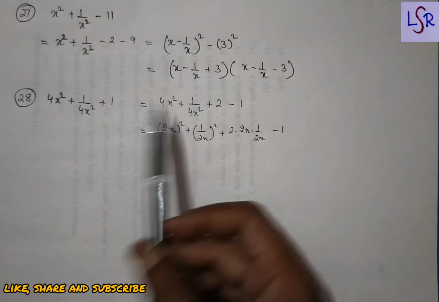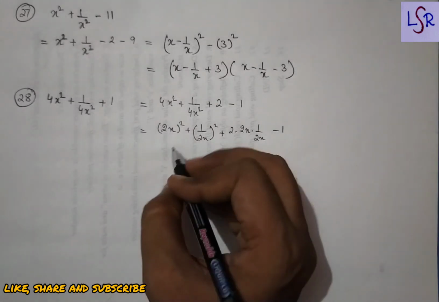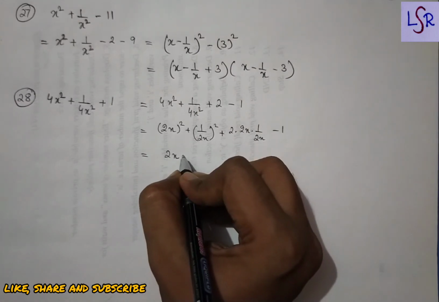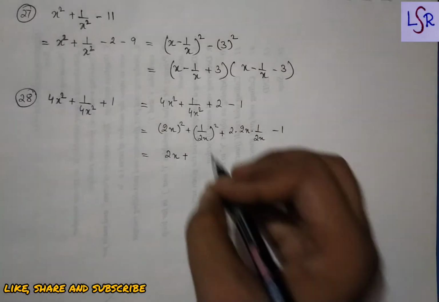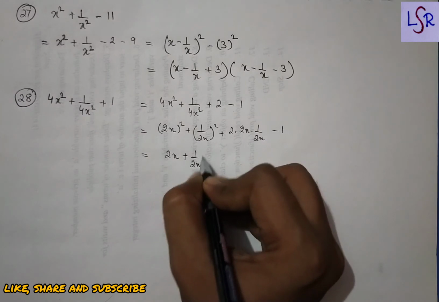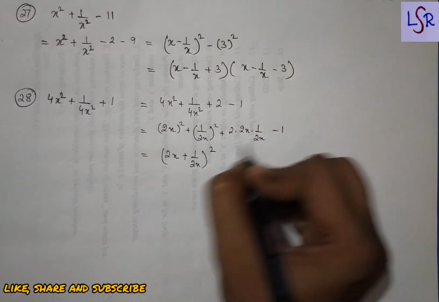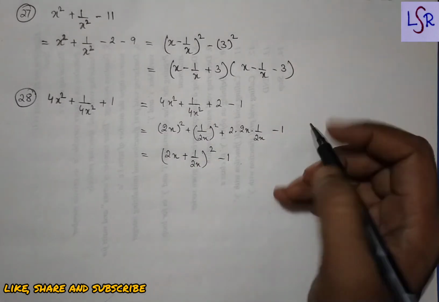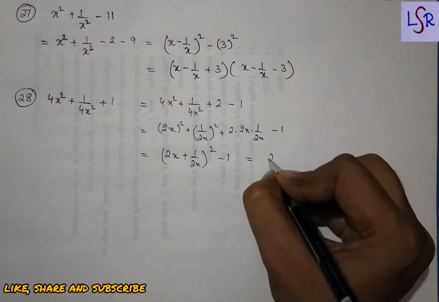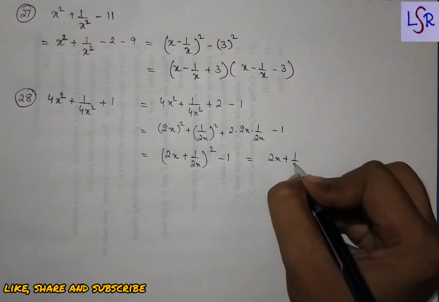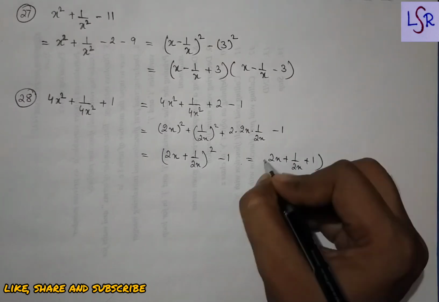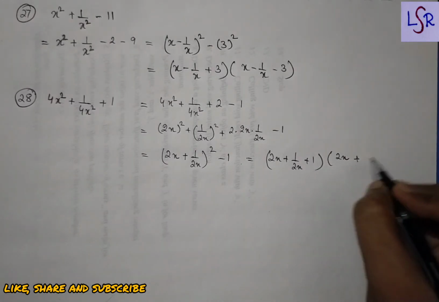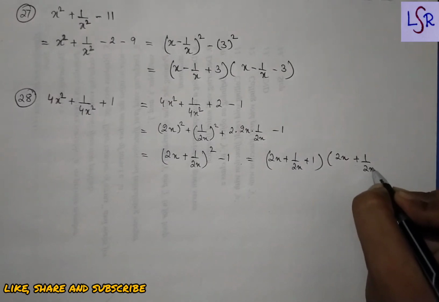So this can be finally written as 2x plus 1 upon 2x to the whole square, and this minus 1. And now it is in the form of a square minus b square. So this can be now written as 2x plus 1 upon 2x plus 1 and 2x plus 1 upon 2x minus 1.